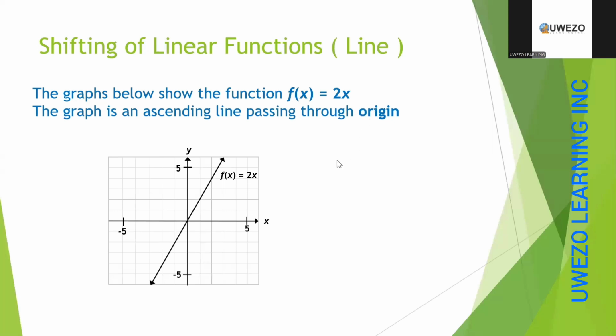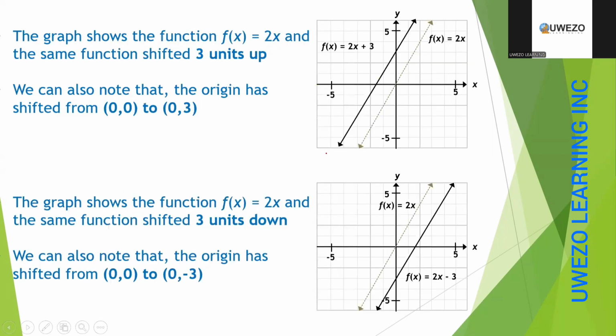Now, let us observe and understand how linear functions can be shifted in the xy plane. So let there be a linear function f of x equals 2x, that is simply a line passing through origin. Now, if we add 3 outside the function f of x, then the graph is going to shift 3 units upwards.